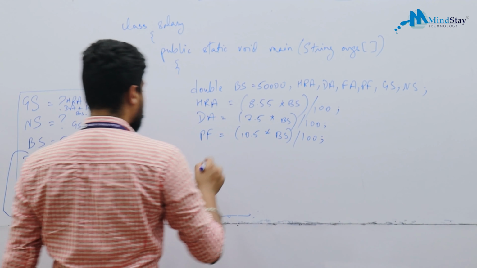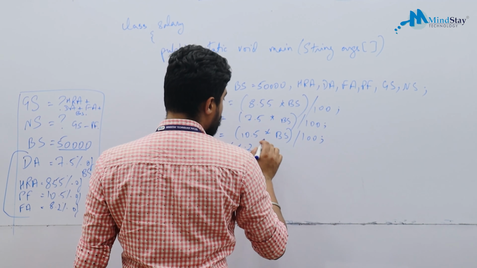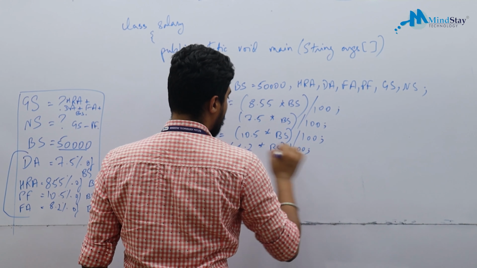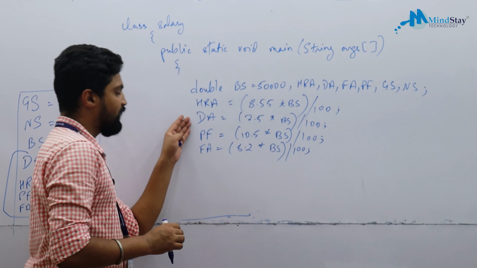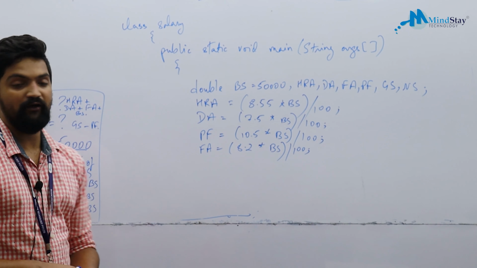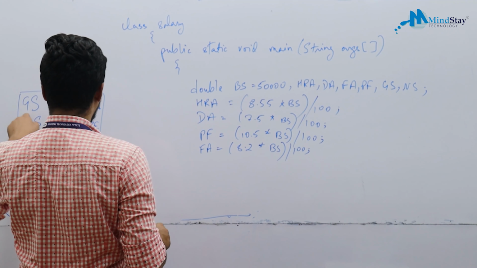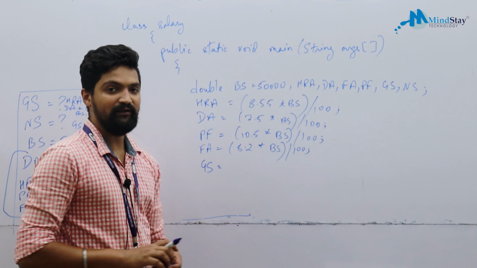And last but not the least, we have food allowance, that is FA, which is 8.2, multiplied by basic salary whole divided by 100. Now I have calculated my HRA, DA, my PF, my FA. I have done everything. So now I need to find the gross salary first. That is my GS.